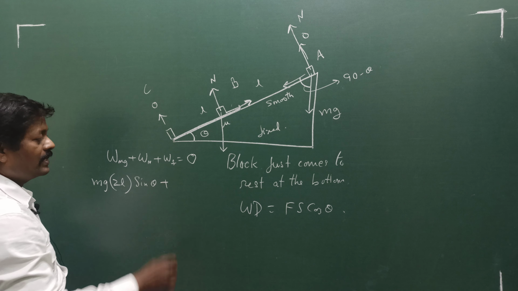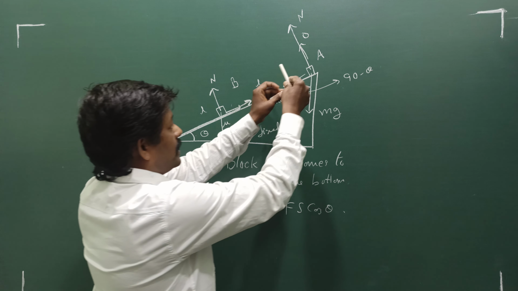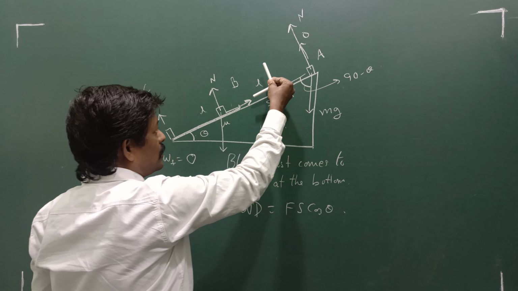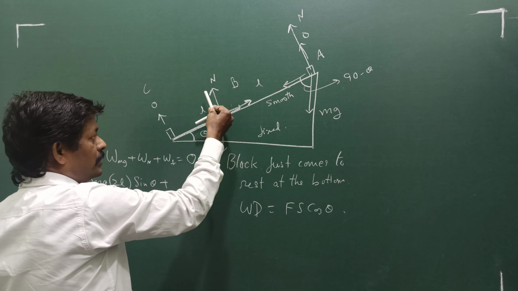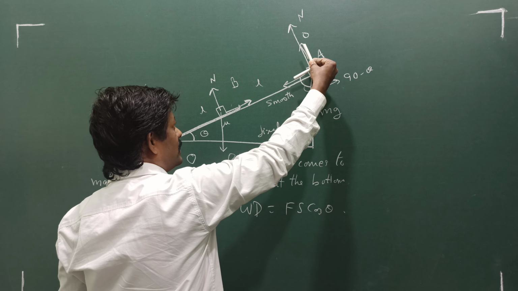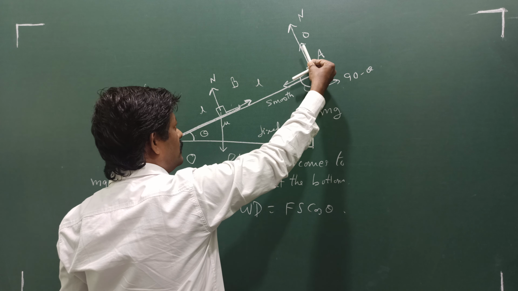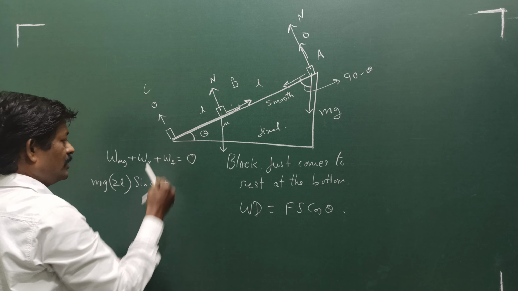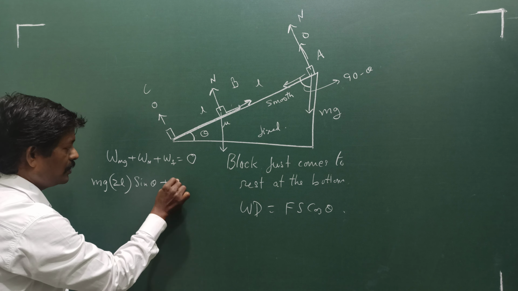Plus work done by normal reaction. Look at here. Normal reaction is perpendicular to the displacement throughout. So N into 2L into cos 90. Again, look at my diagram here. Look at the demonstration here. N into 2L into cos 90, that is 0. So work done by normal reaction is 0.